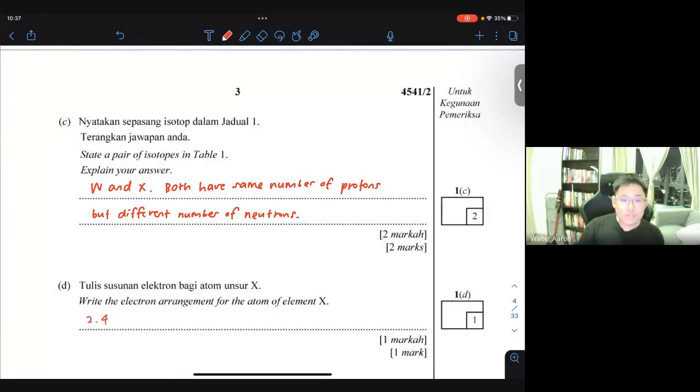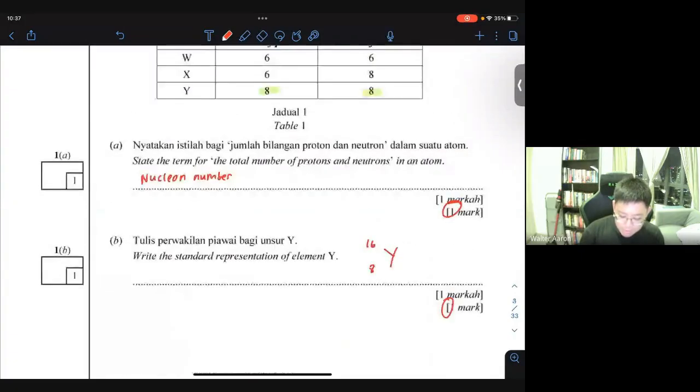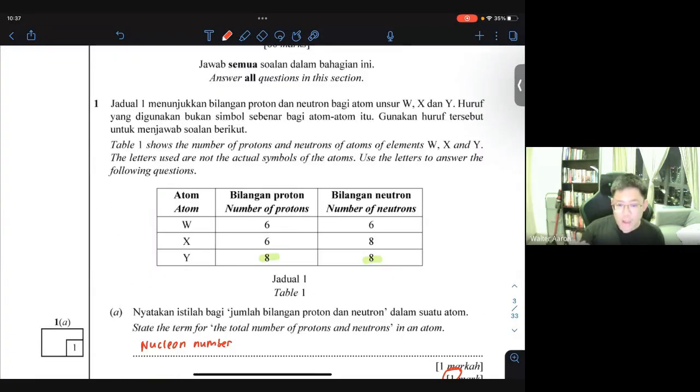And then for question C, state a pair of isotopes in table 1. So isotopes are atoms of the same element. All right, and they have the same number of protons, but they only differ in terms of number of neutrons. So if you take a look at the table over here, there are only 2 elements which have the same proton number, and that is basically W and X. But if you also notice, the number of neutrons is different for both W and X.